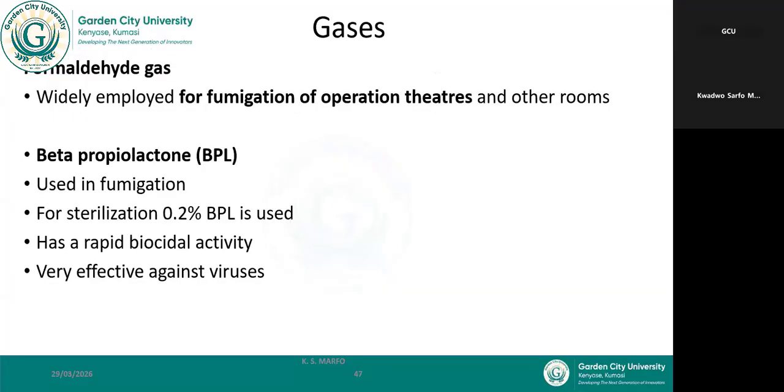Formaldehyde gas is commonly used for fumigation in theaters and even in schools. And for beta propiolactone, even reduced concentration to 0.2% is effective in killing microbial life and even inactivating viruses. So they can also be used for fumigation, and they are very effective in killing rapid spider.